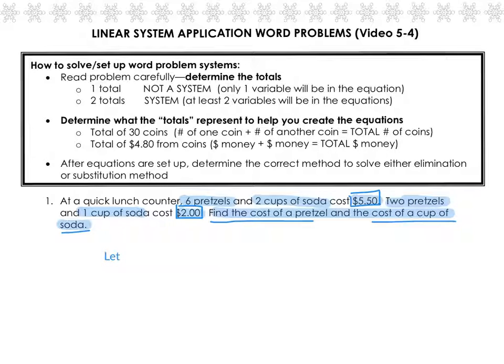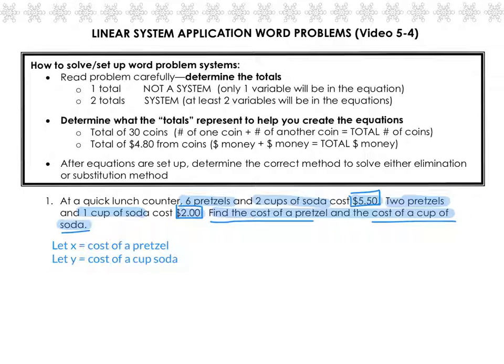So I'm going to start with let x equal the cost of one pretzel. And then we also have the cost of the soda, which I'm going to call y. You could use p and s, but I like to use x and y. Either one is okay as long as you write out that you are letting that represent the cost of, and then whichever one you want to use. So y is the cost of a cup of soda. Okay, so now I have my let statements.